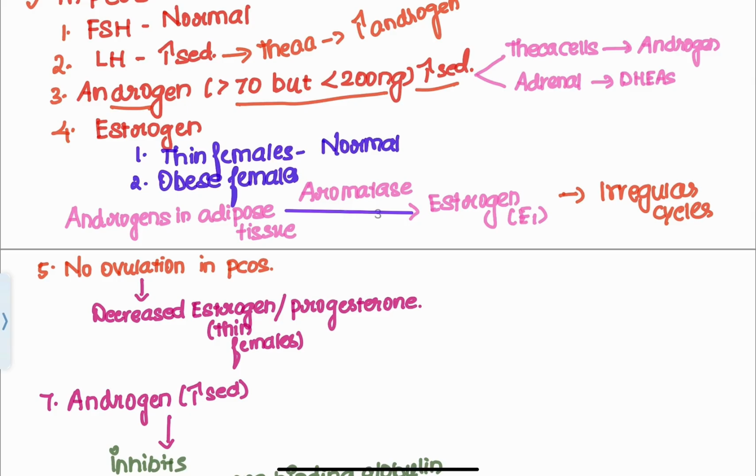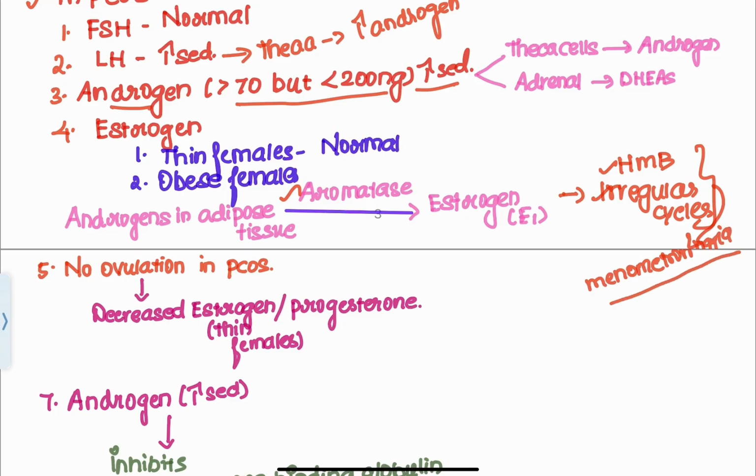Why? Because in an obese female the amount of adipose tissue is increased, and the androgens which are present in the adipose tissue are going to get converted to estrogen with the help of the enzyme aromatase. Most commonly it is estrone, E1. So since the levels of estrogen are increased in an obese PCOS patient, the patient can complain of heavy menstrual bleeding and the cycles could be irregular. So she can complain of heavy menstrual bleeding and irregular cycles as well, which in combination is called menometrorrhagia.